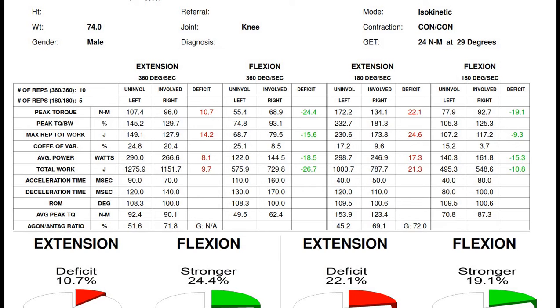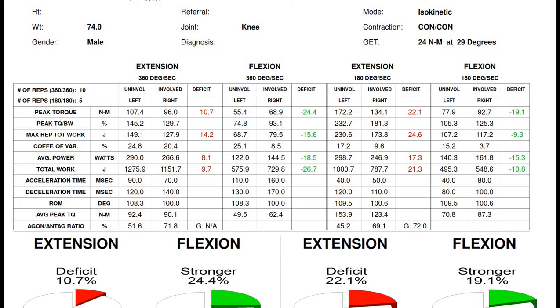I think it's just a way of adding more numbers personally, but there we are. So maximum rep total work, this is kind of like peak torque in a way. It is simply a measurement of the repetition where the greatest amount of work took place. Again, that will most probably be the first repetition or the first set, measuring the total work that was performed within that set or that repetition for each muscle group.